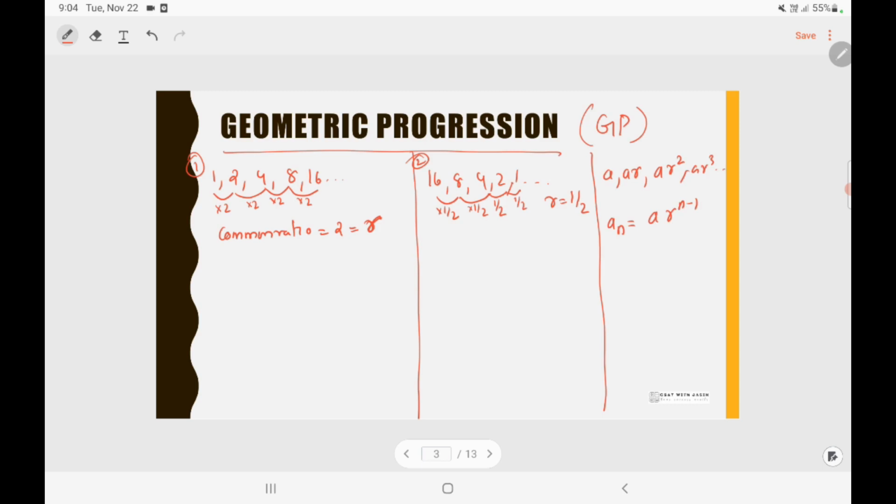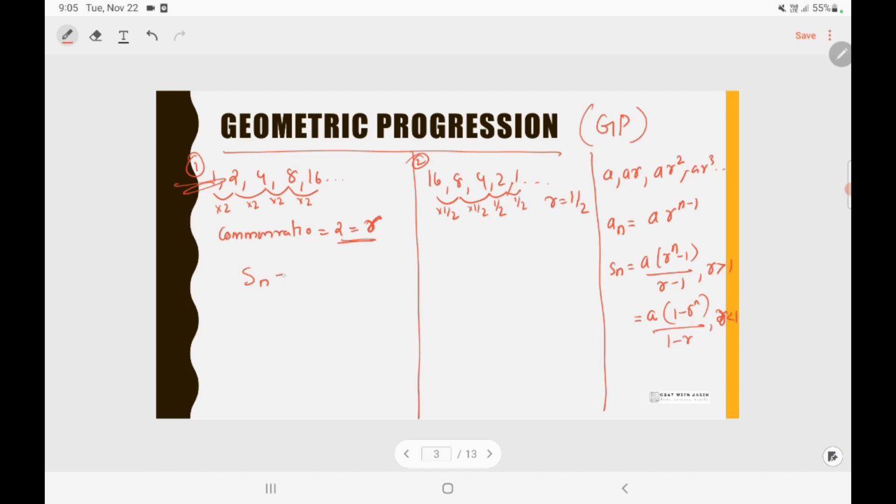And the sum of the first n terms of a GP is equal to a into r raised to n minus 1 divided by r minus 1 if r is greater than 1. And it is also equal to a into 1 minus r raised to n divided by 1 minus r if r is less than 1. So in the first example, the common ratio r is 2, which is greater than 1.